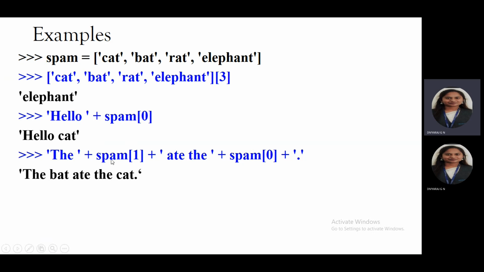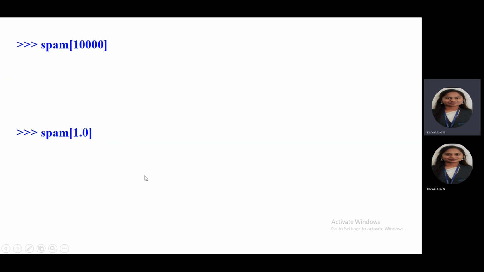See here, spam of 1. What is spam of 1? A bat. The bat ate the spam of 0. In the 0th position here, what is there? Here you see, this is 0, this is 1, 2, and 3. So cat will be displayed. The bat ate the cat. Okay, so this is about your lists.